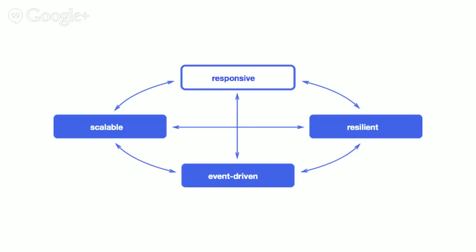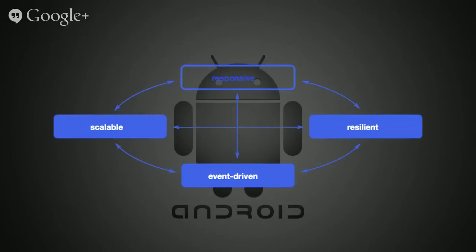The systems also need to be resilient. That means it has to recover itself from failures. If you have failures, it will try to recover itself. And those systems are also event-driven. So they spit out a lot of events and they react on events. All those characteristics together make a reactive system. So how does it apply to Android then?